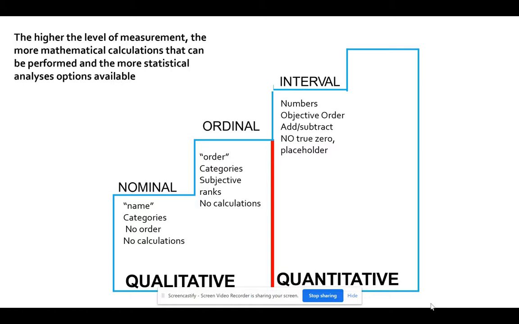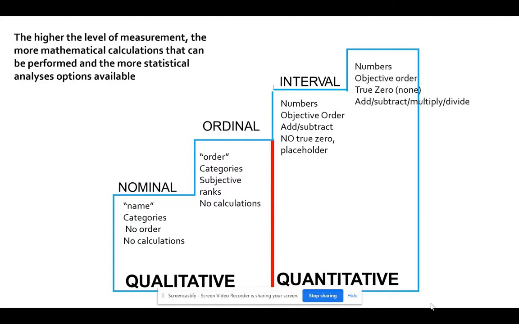Again, think about IQ scores at the interval level. An IQ score of 0 does not mean you have no intelligence or no brain. Okay, it just means that's where the particular measurement started.